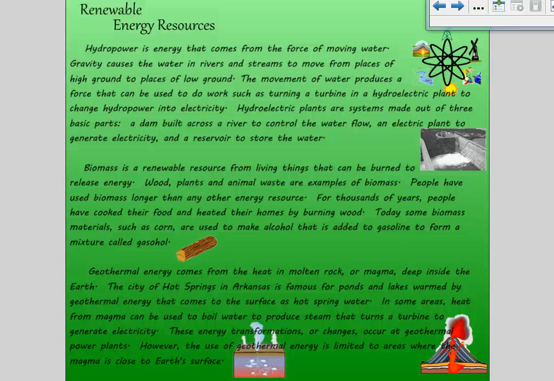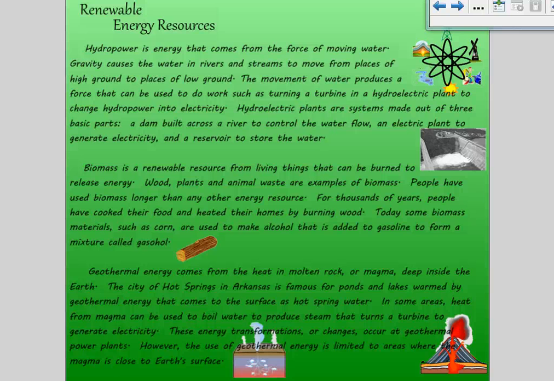Geothermal energy comes from the heat in molten rock or magma deep inside the earth. The city of Hot Springs in Arkansas is famous for ponds and lakes warmed by geothermal energy that comes to the surface as hot spring water.